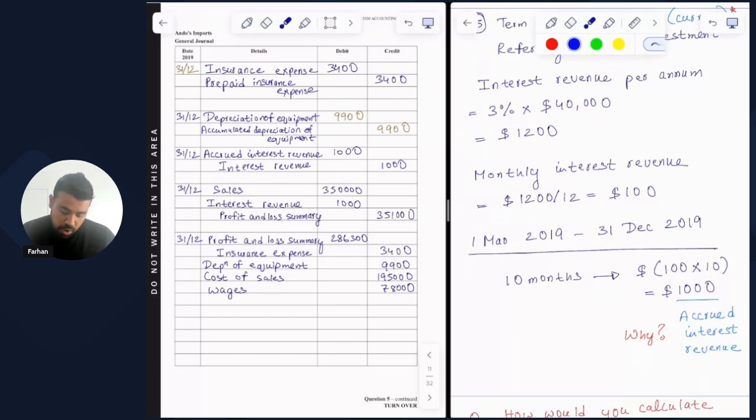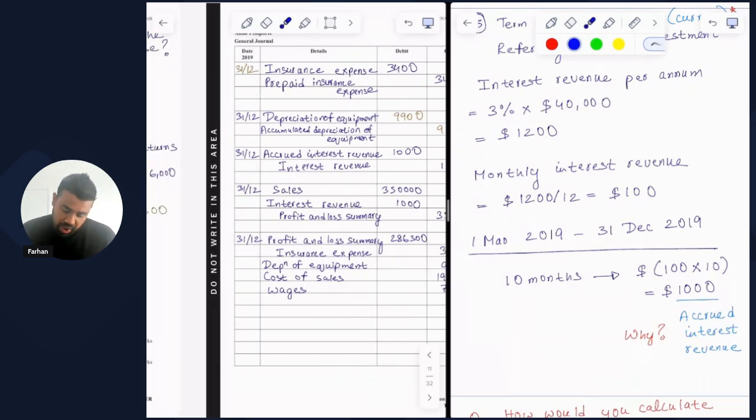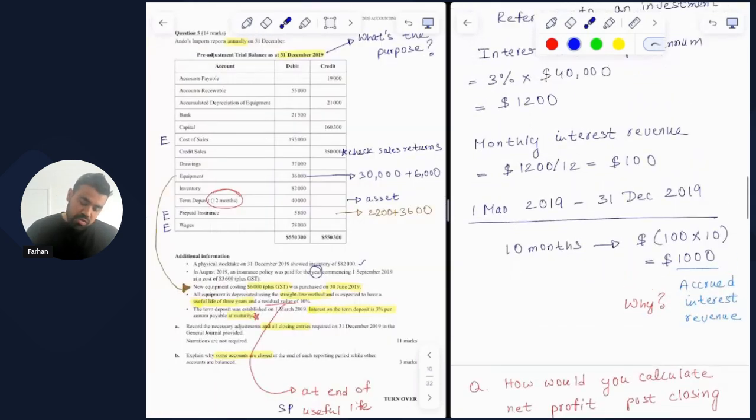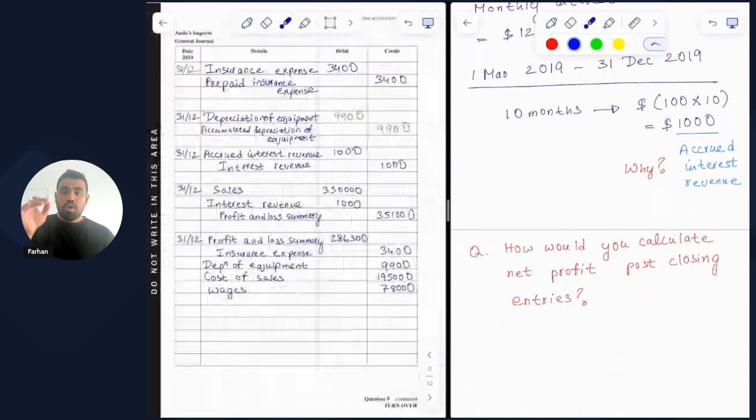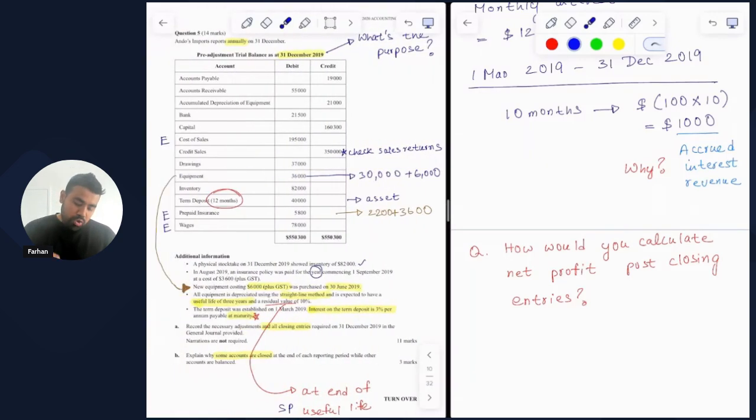All right, so that's all we have for the additional information. So we are also required to do the closing entries. So how do we do the closing entries? We first close all the revenue accounts. Now, you need to check the pre-adjustment trial balance very carefully. So normally when you're closing all revenue accounts, it's not just sales. It can also be discount revenue or interest revenue. Basically, any revenue that we have, we must be closing that to the profit and loss summary.